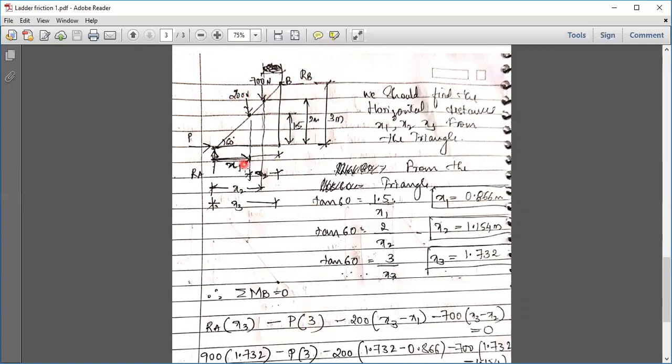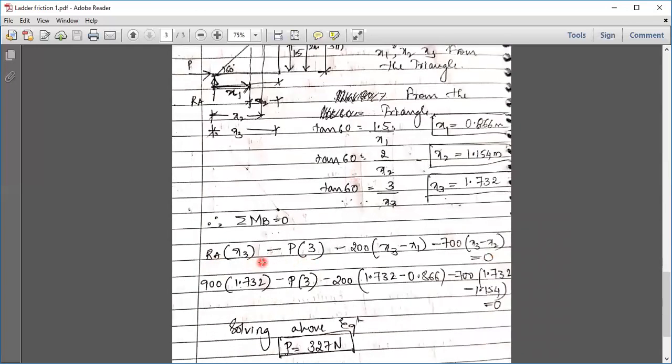Then 200 into this perpendicular distance. What is this distance? x3 minus x1 will give me the remaining distance. So minus 200 into x3 minus x1, and 700 into this perpendicular distance, that is x3 minus x2. x3 minus x2 will give me that distance, right? Rb is passing through B, so it will not give me any moment. So the moments that I'm going to take are because of P, because of Ra, 200 and 700. That's it, no other forces.